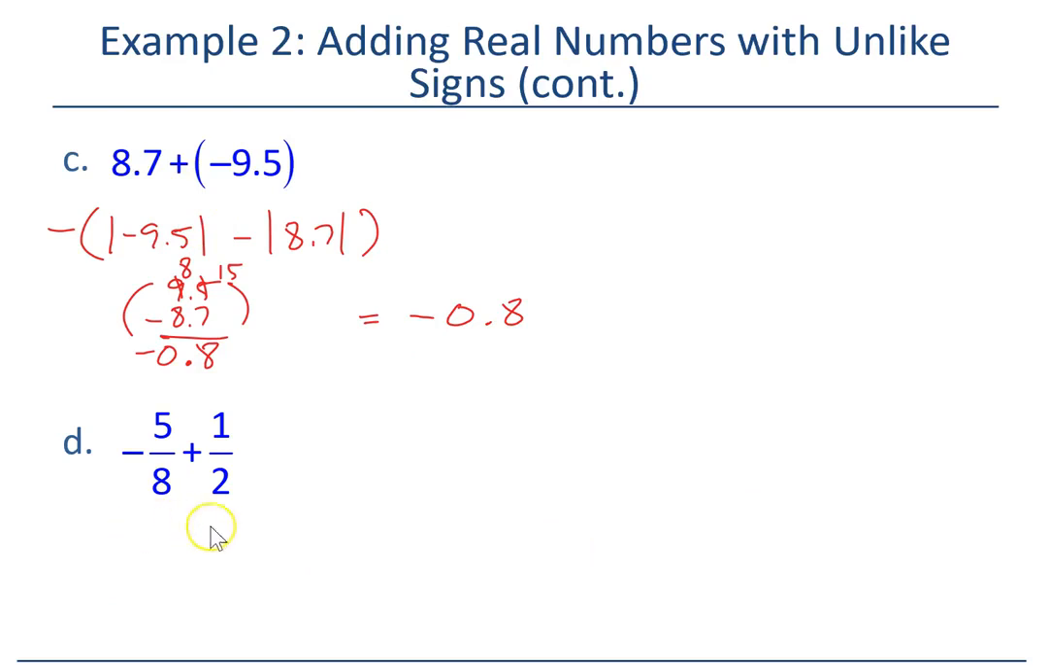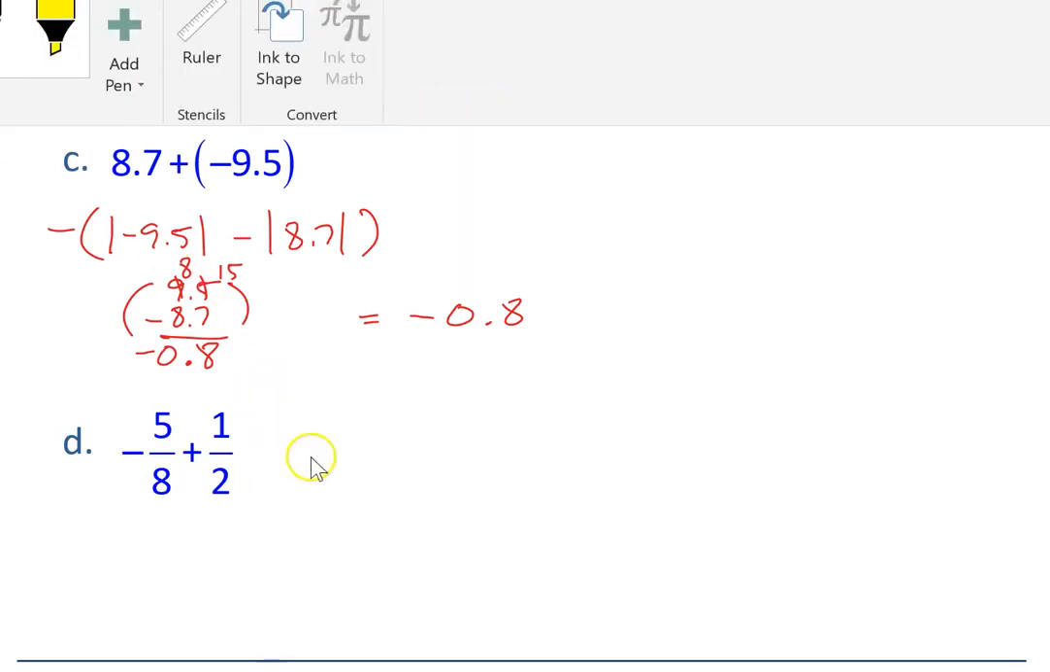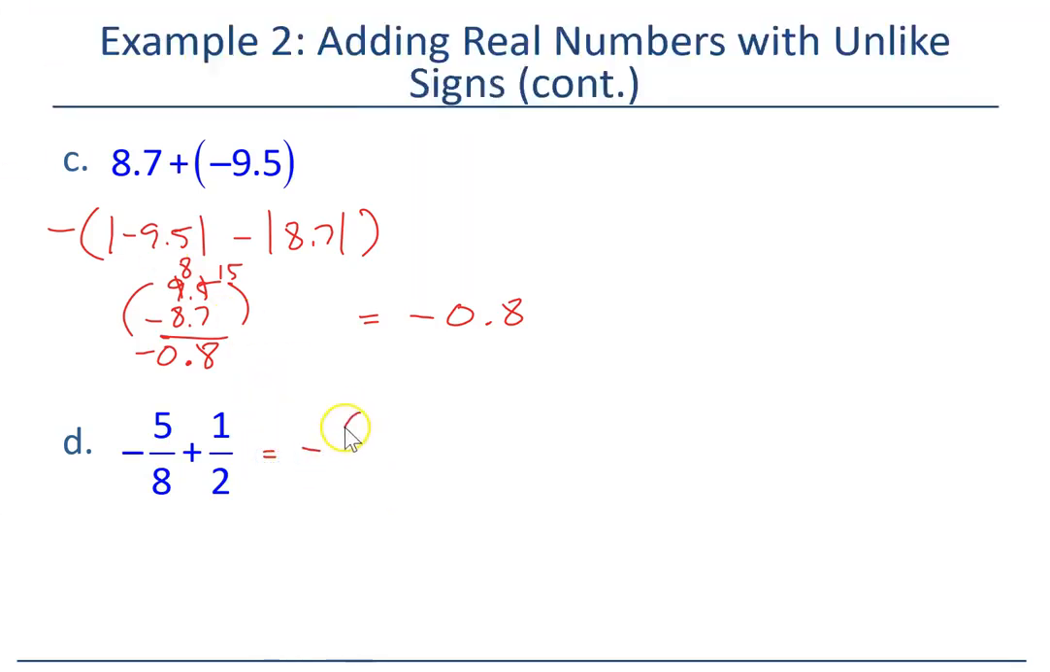Alright, so let's do this next one here, and we've got negative 5/8 plus 1/2. Notice that my larger number is going to be the negative here. So I'm going to want to pull the negative out. Let's start rewriting this slowly but surely. Let's get the negative on the outside, and then my larger number is going to be 5/8, so I'm going to put it right here. That's the absolute value of negative 5/8 minus the absolute value of 1/2.